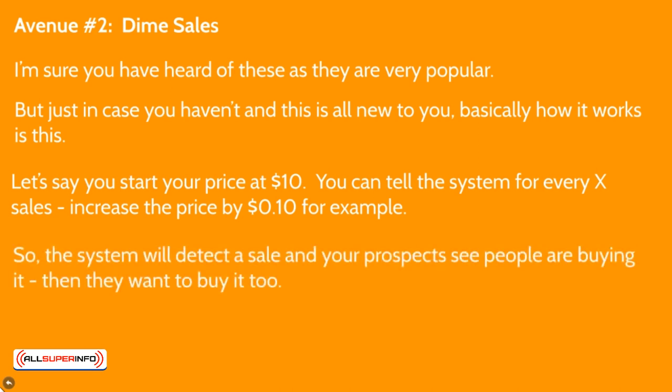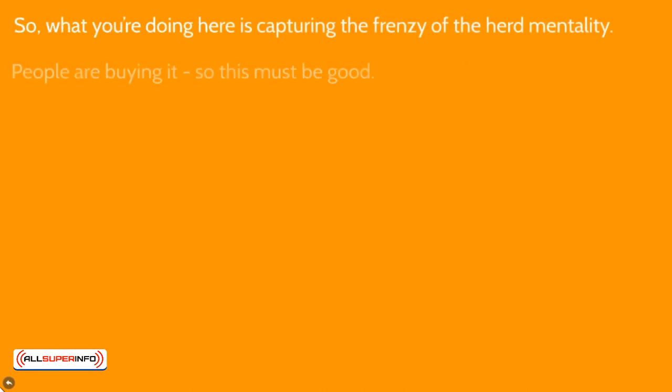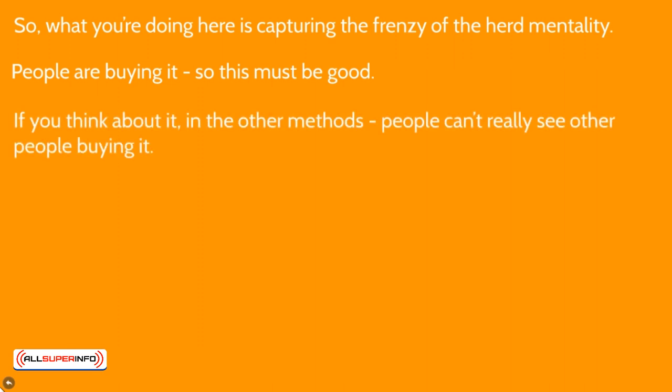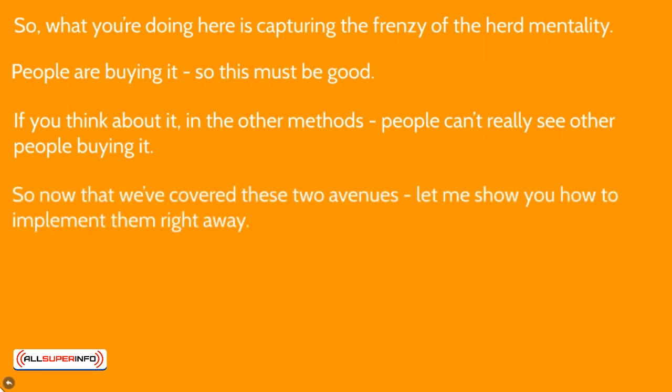So whenever the system detects a sale and your prospects see that people are buying, you're tapping into the herd mentality. And that's why this works really, really well. So what you're doing is tapping into that, people are seeing that other people are buying because they see that the price is increasing. So this must be good, right? And if you think about it, in other methods, people really can't see other people are buying it, right? In other methods like the coupons, people don't know if other people are buying it. But with dime sales, you explicitly tell people, hey, this is going to increase for every amount of buyers, right? So you're tapping into that herd mentality, which you can't do with the other methods. And that's why it makes it so powerful.